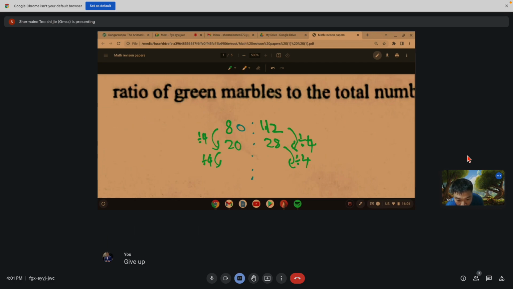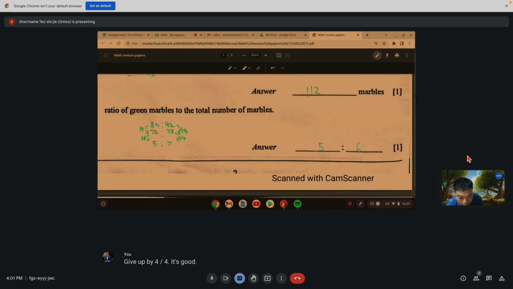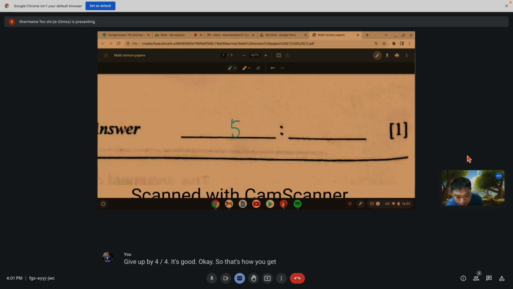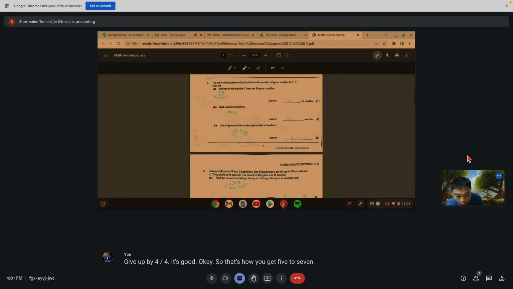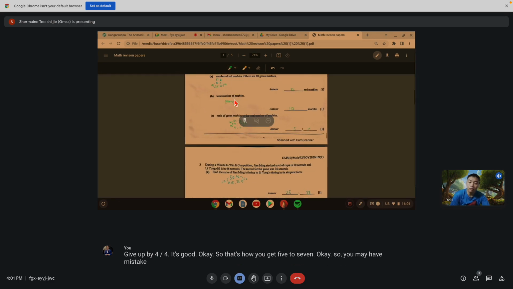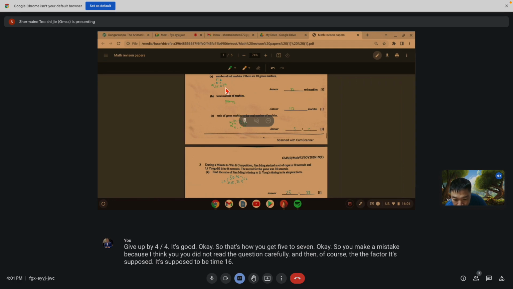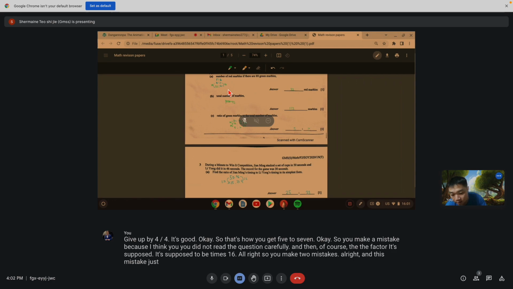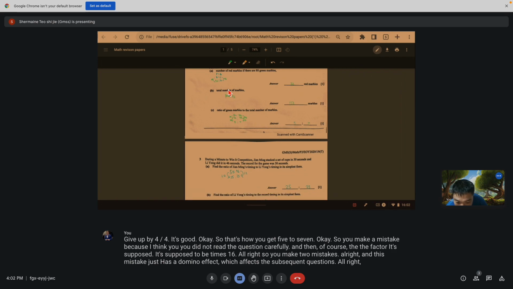Divide by 4, divide by 4. Good. Okay. So that's how you get 5 to 7. So you make a mistake because I think you did not read the question carefully, and then of course the factor is supposed to be times 16. All right. So you make two mistakes. And this mistake just has a domino effect, which affects the subsequent questions. All right. Question 3.